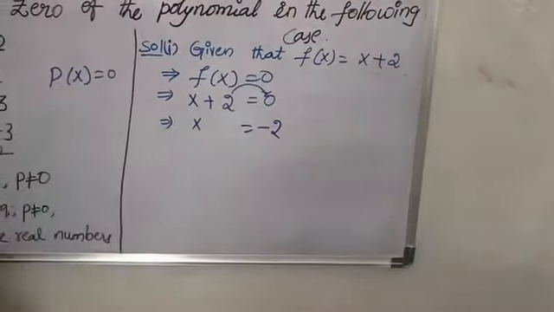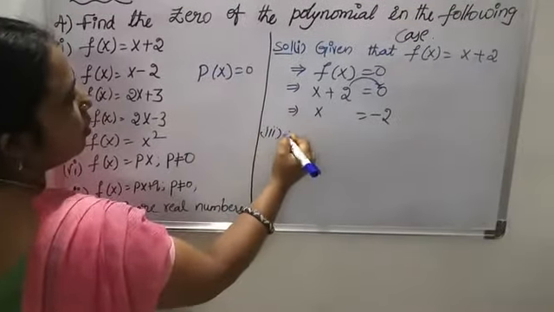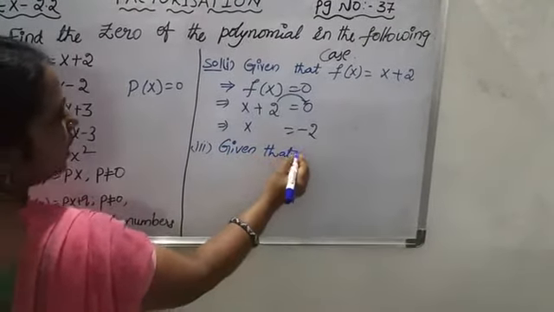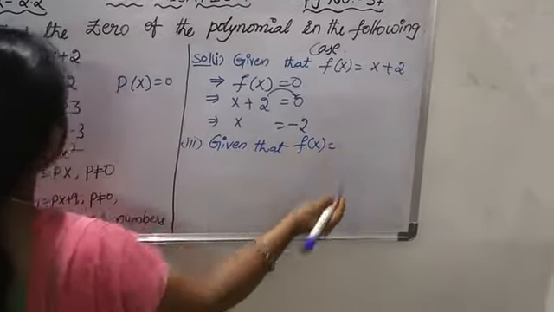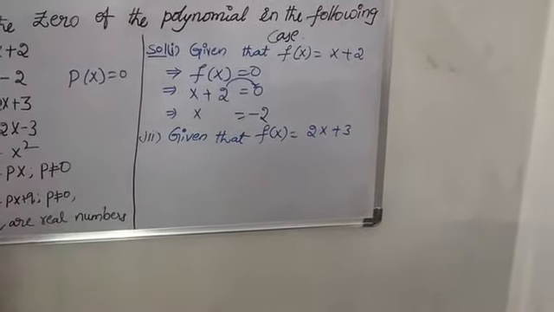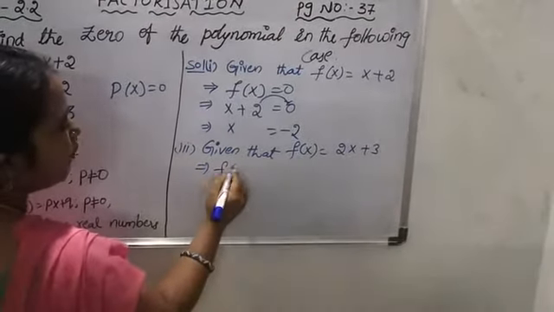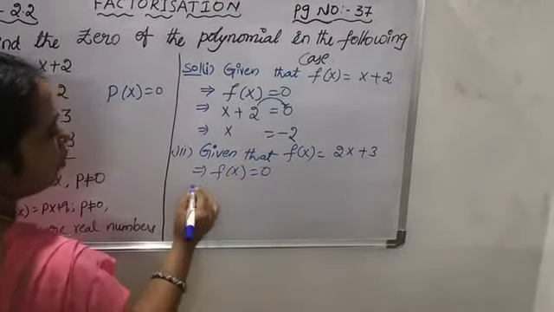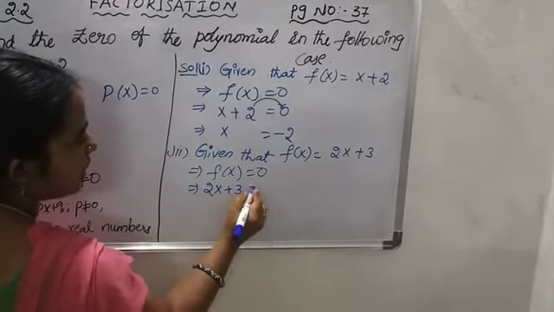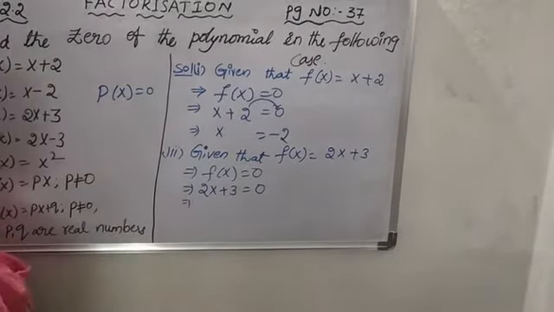At the same time I am explaining the third one also. Third question: given that f of x is equal to 2x plus 3. Here also we can find the value of x, that is the 0 of the polynomial. So simply we can write f of x is equal to 0. What is f of x? In the question they mentioned 2x plus 3 is equal to 0. So both are the same but a small difference is there.